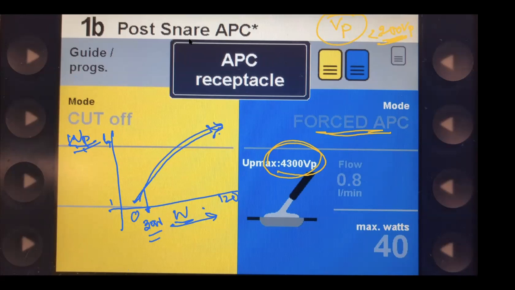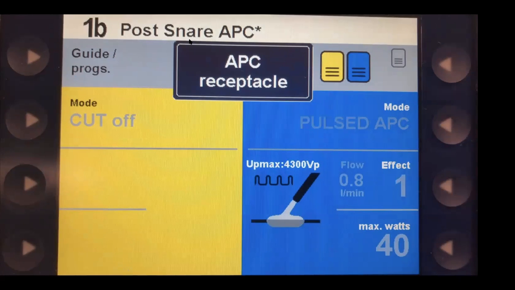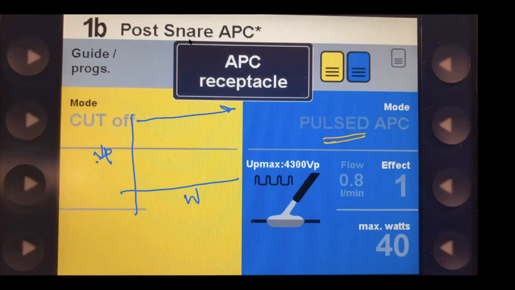Okay, and how about pulsed APC? Pulsed APC is wattage, peak voltage, and it is constant in terms of the relation between the two, but it is delivered as pulses. And the pulses are, effect 1 is 1 per second. So every second, if you put your foot down and keep your probe out, you have 1 pulse per second. So that is something to keep in mind.